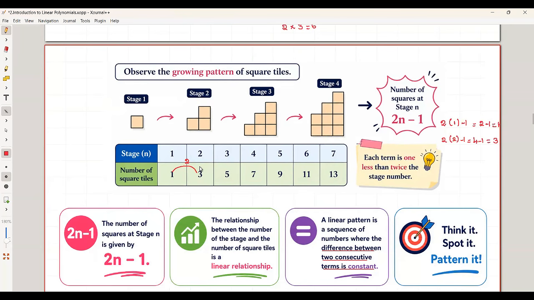So this is how we are going to identify the pattern and form the formula. The thing is, first you have to think it, spot it, pattern it. So think about the question, spot what you have to identify, and write the pattern.